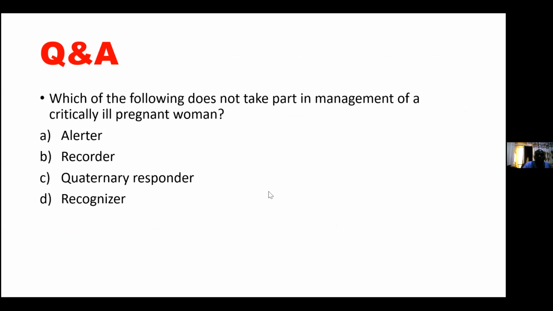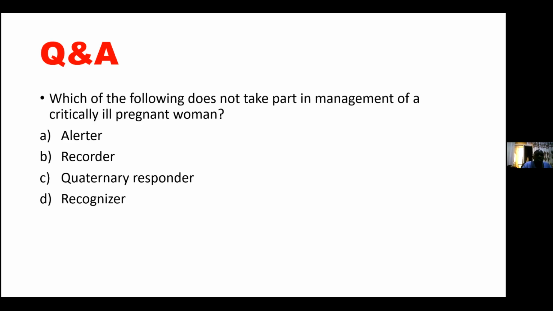So this is the part that we need from our participants. Maybe Alana can help us to use a poll. Which of the following does not take part in the management of a critically ill pregnant woman? Alana, can you help us just put up the poll? And then we hear from the participants, or we can even use the chat. Thanks. So participants, you can use this poll, and then we see the best answer among these.